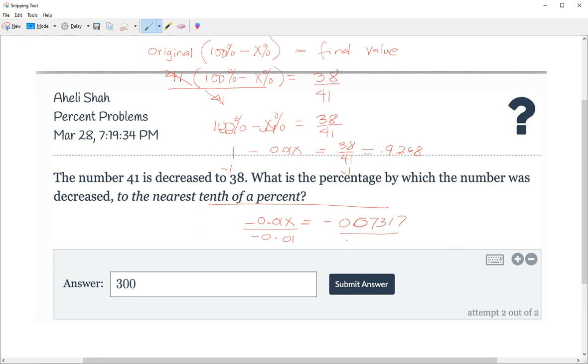All right, so now you divide this by negative 0.01, so therefore you will have an x here. You divide it by 0.01, so you need to move two spaces. So therefore, your final answer will be 7.32, oh wait, nearest tenth. So just one decimal place. So this will be 0.3, right? Because nearest tenth means one decimal place.